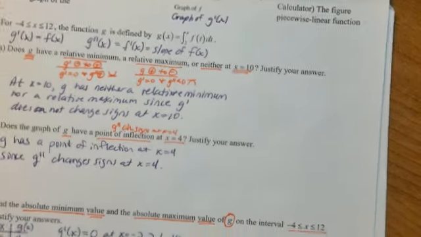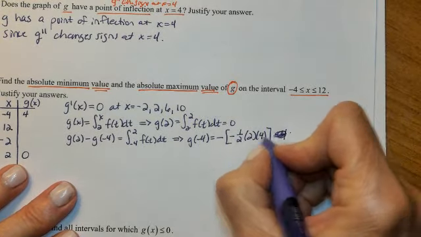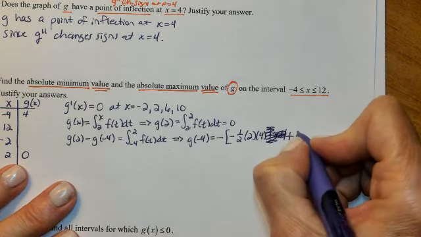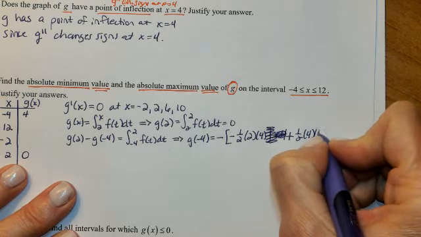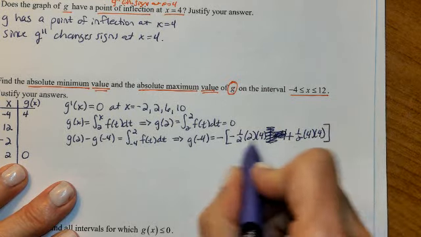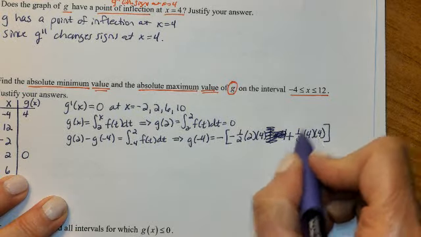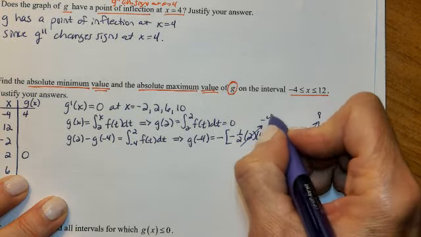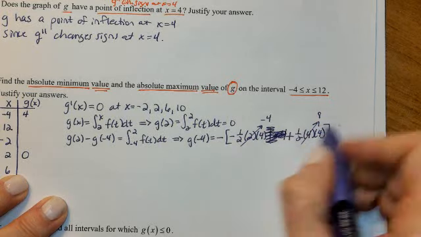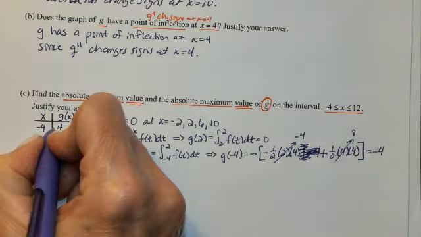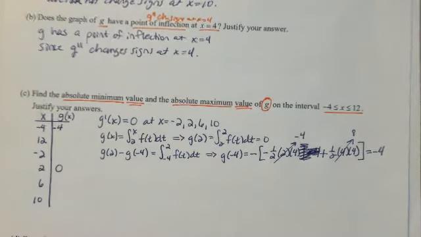So let me get rid of this here. Plus 1/2 times 4 times 4. So I get for not using a pencil. Okay, so this is going to be positive 8. This is going to be -4. And negative of 4 is -4. So at -4, G is -4.